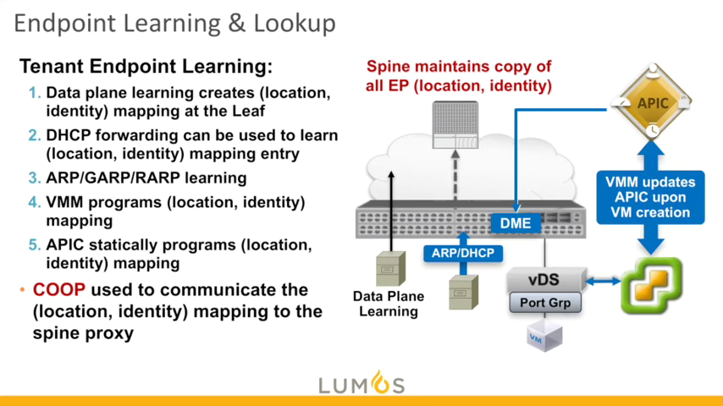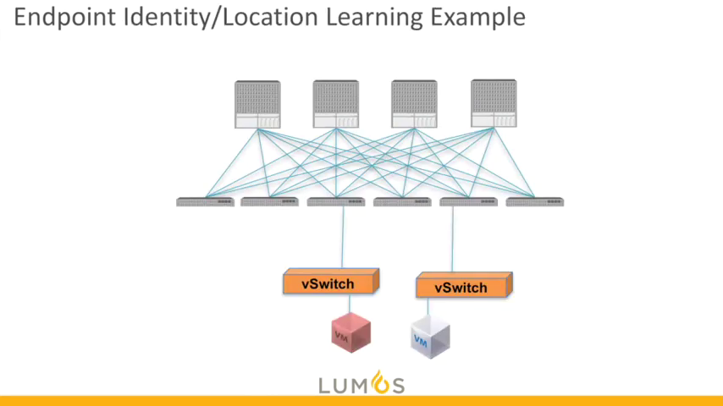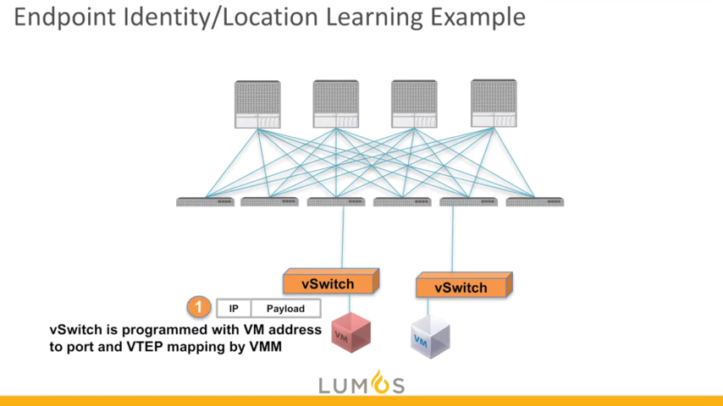And COOP, the Council of Oracles protocol, is used to communicate all of this location and identity. So identity being IP address and MAC address, and location being destination port. And we'll report this to the spine proxy, and then the spine will report it to the other spines. So let's take a look at a learning example here.